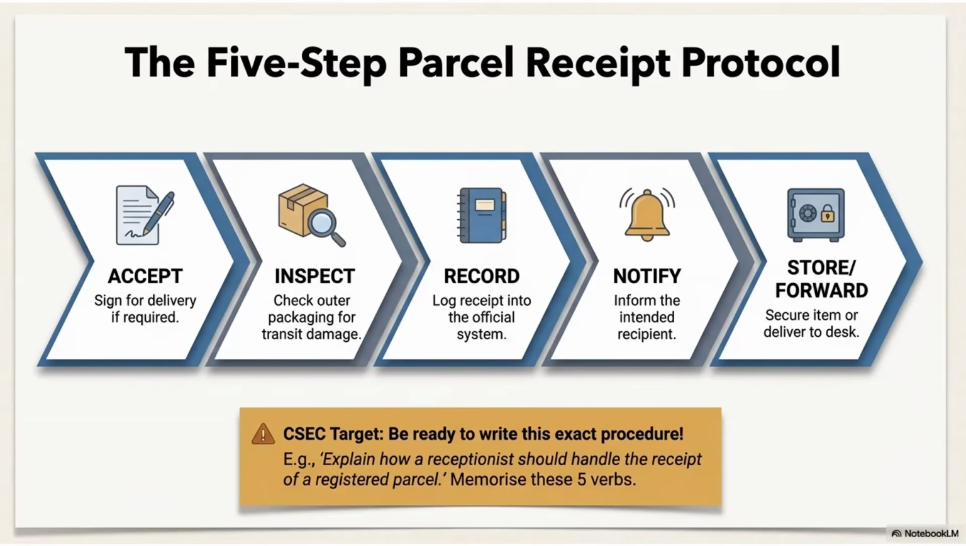So you inspect it, and if something is missing or damaged, you make a note of it on the delivery note. You record that it was received, who it was received by, the date, etc. You notify who it was for, and you either store it for them to come and collect, or you go and deliver it.